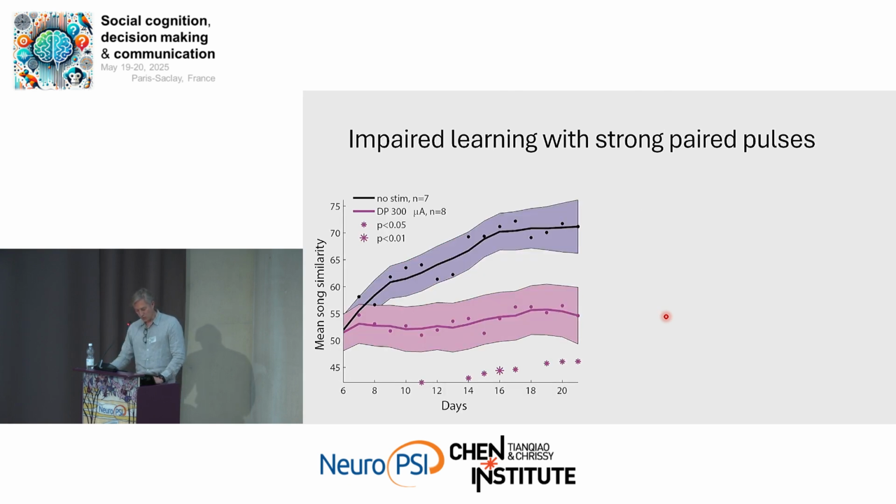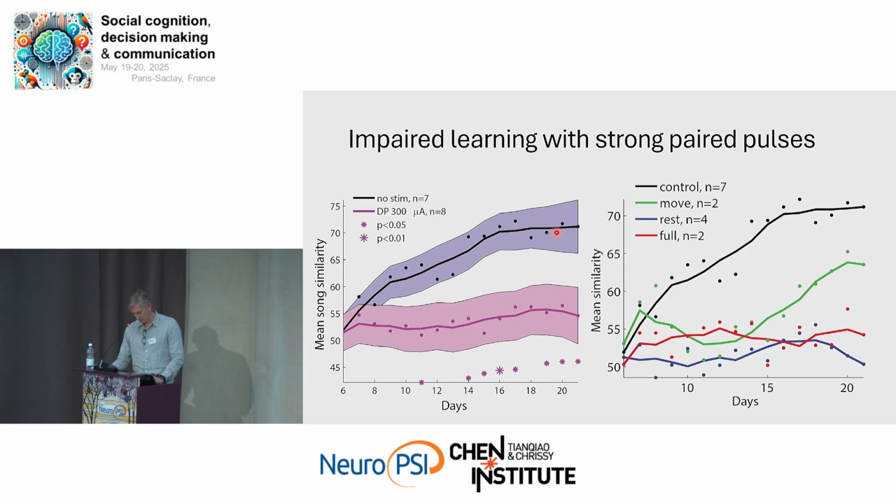And the strong stimulation seemed to slow down the learning over here, or maybe suppress it even. So you can see the curve over here is below the control birds without stimulation. And also here, it didn't make much of a difference whether you stimulated at night or during the day. So all the birds learned more slowly.